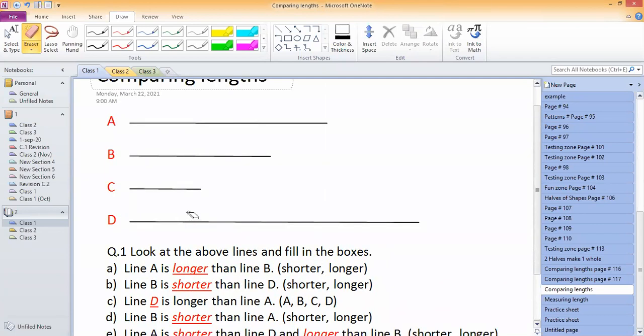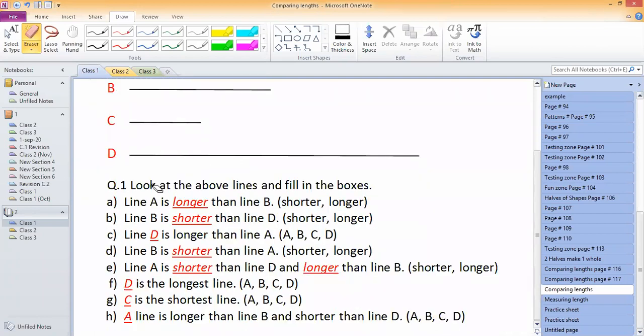For the next one, dash is the shortest line. Shortest means shorter than all. B is shorter than A and D, but not shorter than C, so B is not the shortest. A is shorter than D, but not shorter than B and C, so A is also not the shortest. But C is shorter than D, B, and A. So C is shorter than all. C is the shortest line.